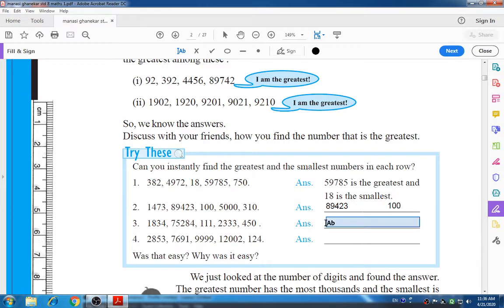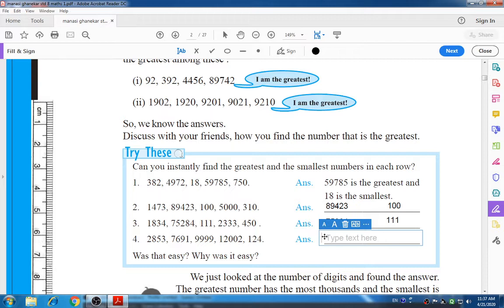The third question: 1,834, 75,284, 111, 2,333, 450. Which one is the greatest? Absolutely correct. The greatest number is 75,284. Very good. Now I am going to write here that 75,284 is the greatest number. Then tell me which is the smallest number? Absolutely correct. That is 111. Very good.